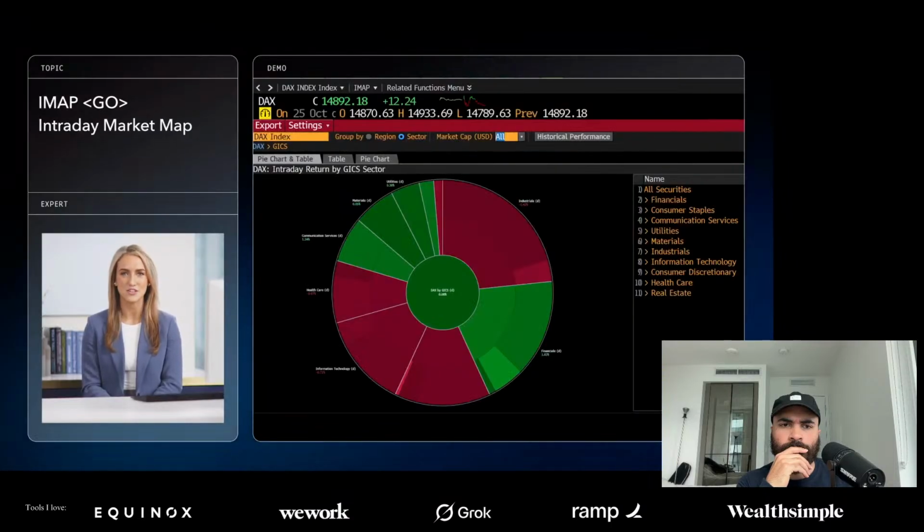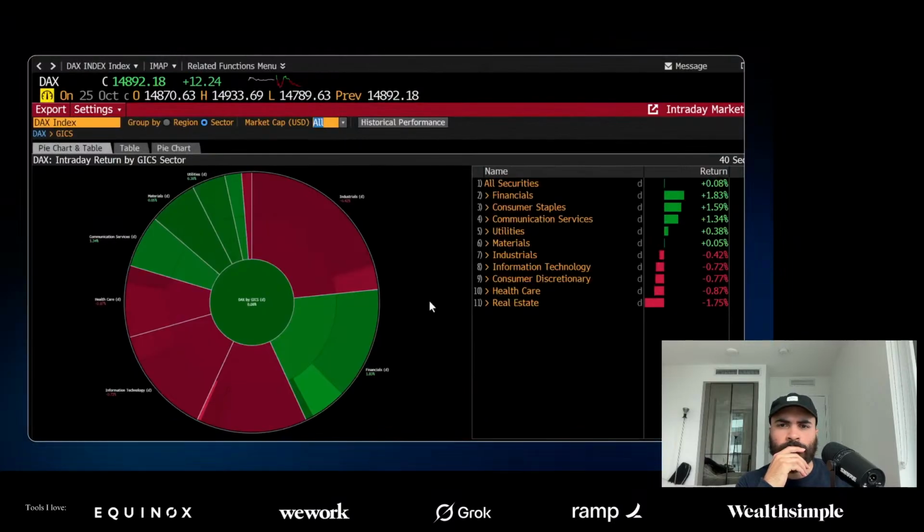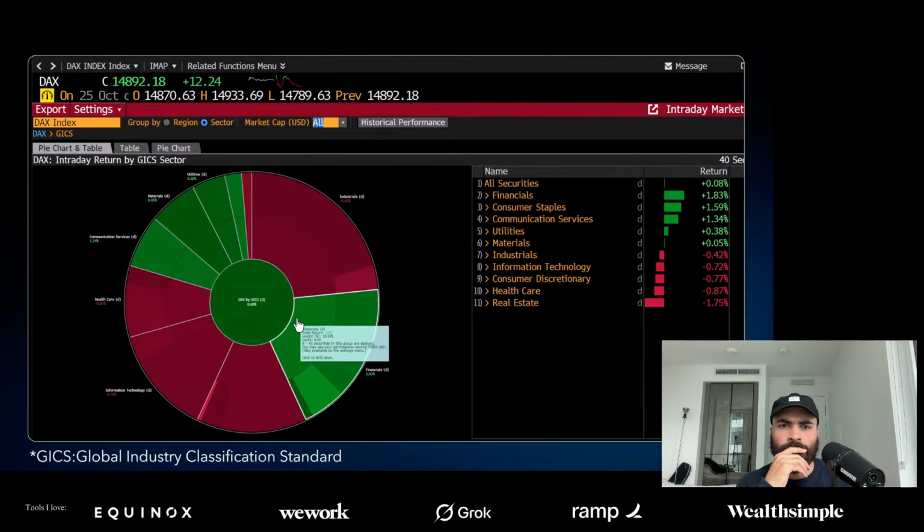Now we're in the market overview function. You can also get here by running IMAP Go. This gives us a breakdown of the index's intraday performance. It shows this arranged by sector in chart and table formats, side by side. You can see by the color coding which sectors are doing well today and which ones are underperforming. I can click through to that section of the chart to see it broken down into each subsector.